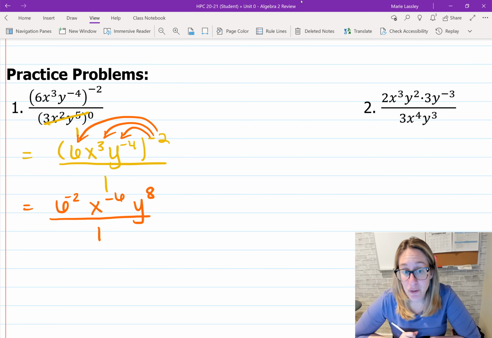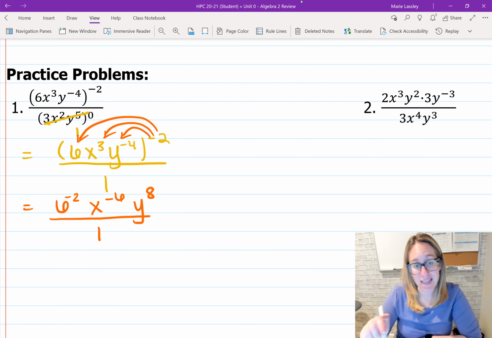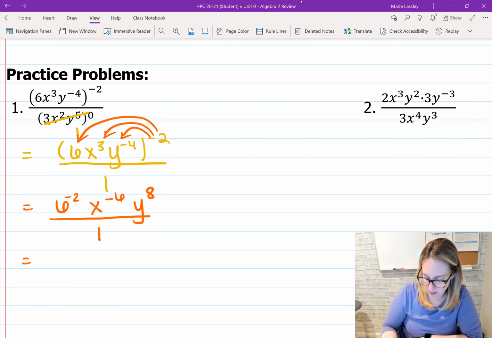Okay, next I want to get rid of those negative exponents. To do that, I'm going to use that property that says I just do the inverse or reciprocal of it. So if I have 6 to the -2 at the top, that means I have 6 to the +2 down on the bottom. So I'm just going to draw my division. So 6 to the +2 on the bottom.